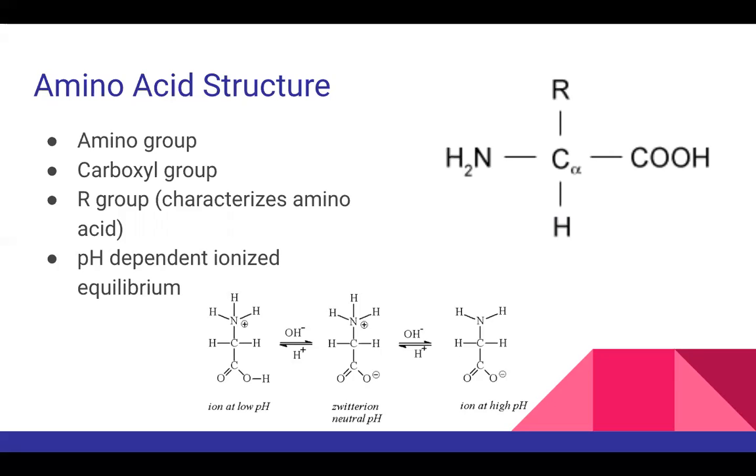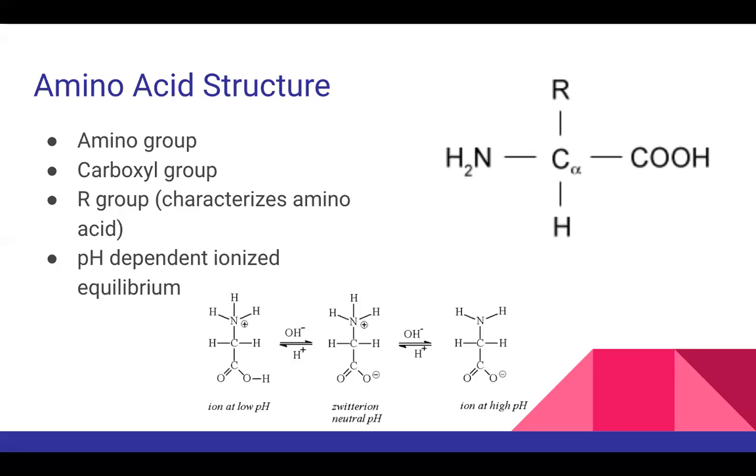If you remember from earlier in class, you have your amino group, which is the NH2, your carboxyl group, and your alpha carbon connected to a hydrogen and an R group. The R group is the variable part of the amino acid. This is what characterizes your amino acid. This is what gives it its properties, whether it's polar, nonpolar, acidic, or basic.